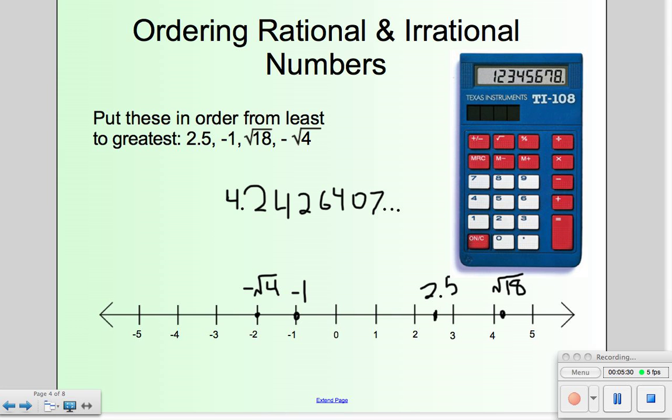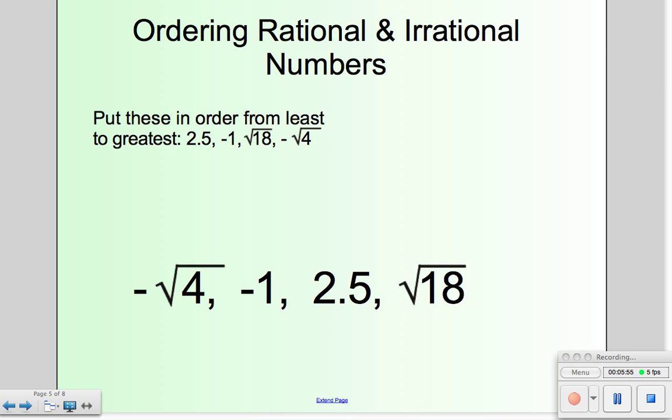And kiddies, you've got to pay attention here. They wanted it from least to greatest. That's a very important thing. If they wanted it from greatest to least, it'd be a different answer. But they want from least to greatest. That means they start from here, and they want you to go in this direction on the number line. So that would be our first, the least. That would be our second, the second least. That would be the third, and that would be the fourth. All typed up neat, it looks like this: negative square root of 4, negative 1, 2.5, and the square root of 18.